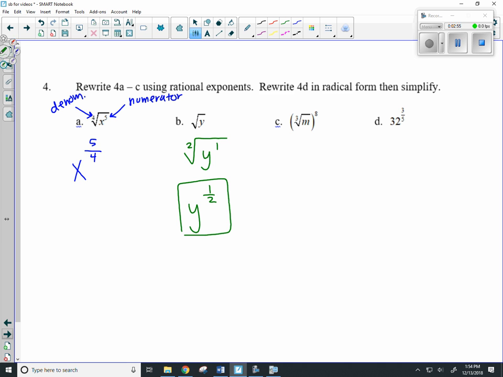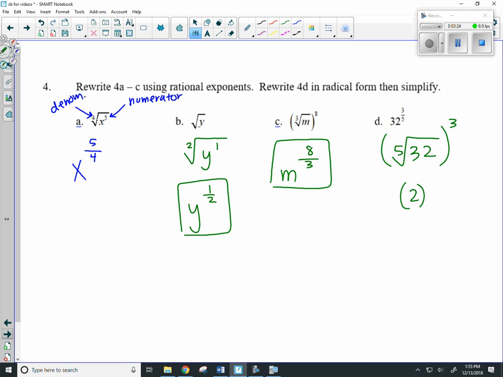For C, your index is 3, so that's going to be your denominator, and your power is 8, so that's going to be your numerator. And D uses the same idea, except we're kind of going back the opposite way. So that denominator is going to become your index, and that tells you what root to take. And the numerator is your power. So here you can do the 5th root of 32. The 5th root of 32 is 2. And when you cube 2, your answer there is just 8.